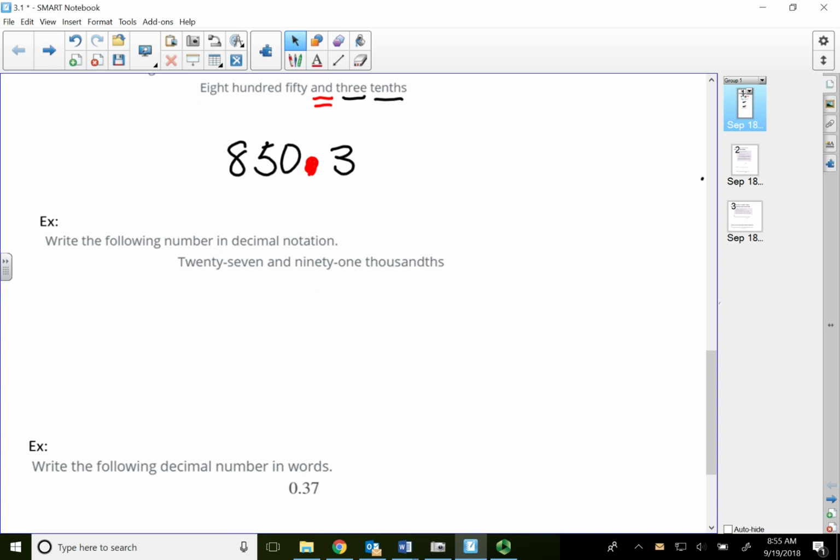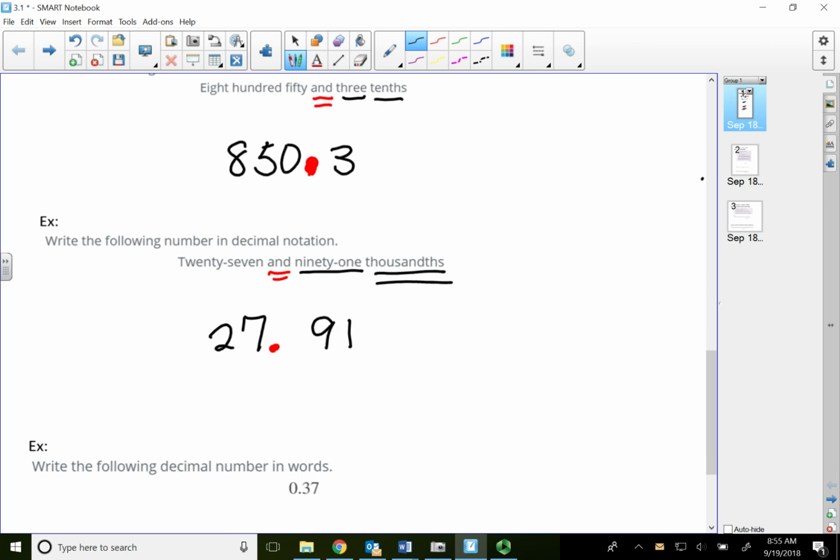All right, let's find the word and. The word and is where the decimal is, so right there. In front of it, I have 27. And so I put my decimal right there. Behind the word and, I read 91, so I write 91,000. That thousand indicates that the 1, the last digit, has to be on the thousandths place.